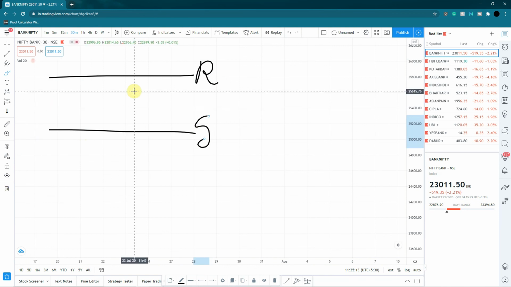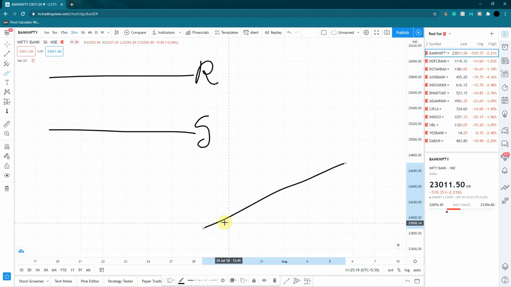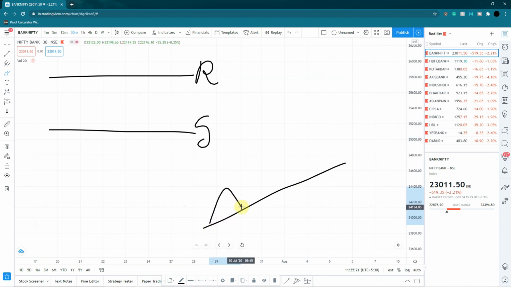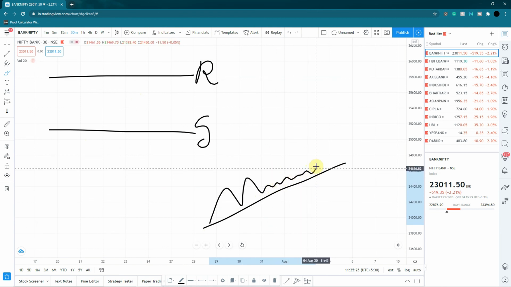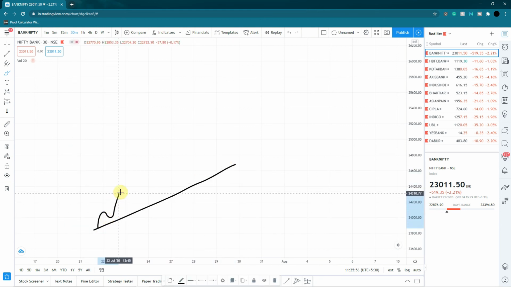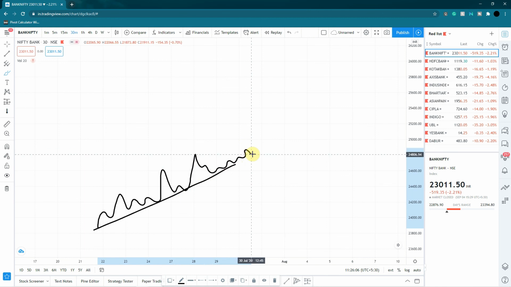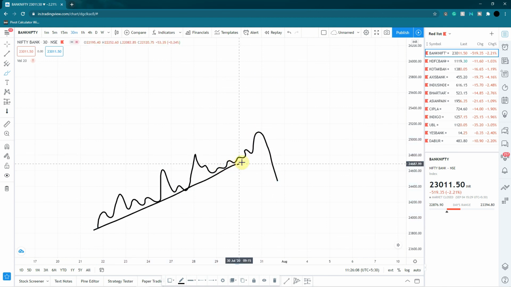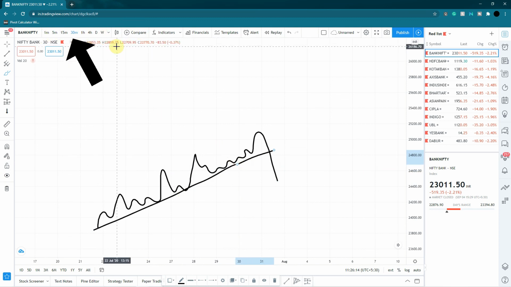Now, as we understood how breakouts occur in resistance and support, the same thing happens with trend lines. If a stock is continuously trying to touch the trend line and spends a lot of time near the trend line, it is likely to break the trend line. For an uptrend, the stock might take support multiple times before actually giving a breakout. This again depends on the time frame that you're using.